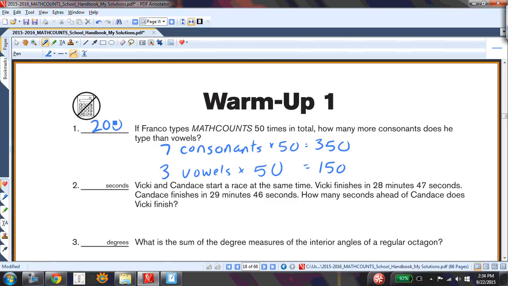Vicky and Candace start a race at the same time. Vicky finishes at 28:47, and Candace finishes at 29:46. So we go from 28:47 to 29:46. I think the easiest way to do this is to ask how many seconds it takes to get from 28:47 to 29. Well, that's 13 seconds. And then from 29 to 46, obviously that's 46 seconds. So that's going to be 13 plus 46, which is 59 seconds. So that's the right answer.